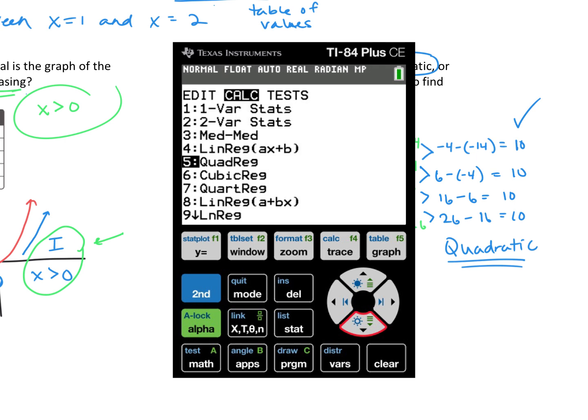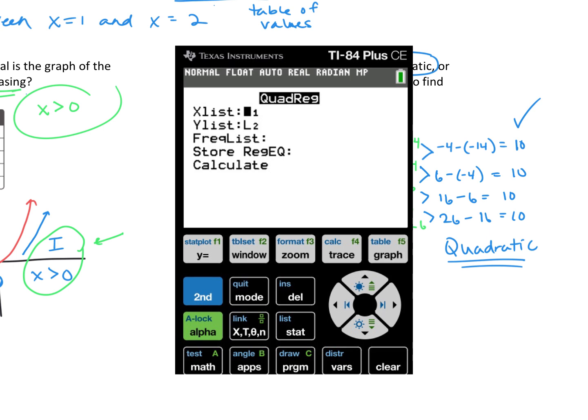So we have to remember, what did we say this function was? And oh, look, we can see it right there. We said it was quadratic. So we want to have this calculator do a quadratic regression for us. So quadratic regression is option 5. So we're going to arrow down and we're going to hit enter for quadratic regression. All right, we hit quadratic regression. Oh, my cursor is covering it up.